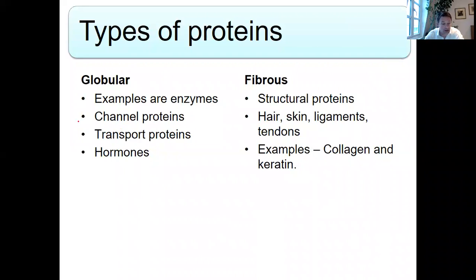Types of proteins are rather artificial distinctions, but there we go, between globular and fibrous. Classic examples of globular proteins would be any enzyme, any transport protein, channel proteins, hormones, antibodies. And fibrous proteins, these are structural: hair, skin, ligaments, tendons.